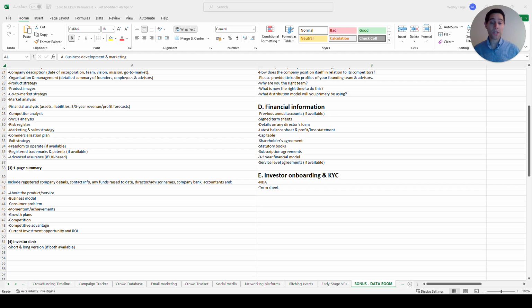For investor onboarding, you should have an NDA if you want to have more detailed discussions that touch on more sensitive information, as well as a term sheet that you can easily get online, which will just be a template for the terms of your investment.